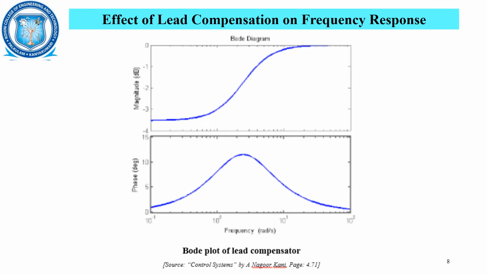And here we can see that initially the value is low, and after that the magnitude value is increasing. And similarly, by looking at the phase plot, it is low at the initial stage, and later onwards it is increasing, and then finally it is decreasing. This is the case of lead compensation.